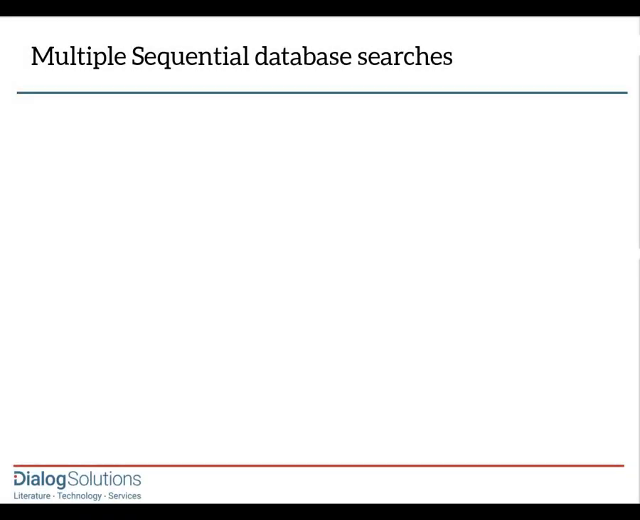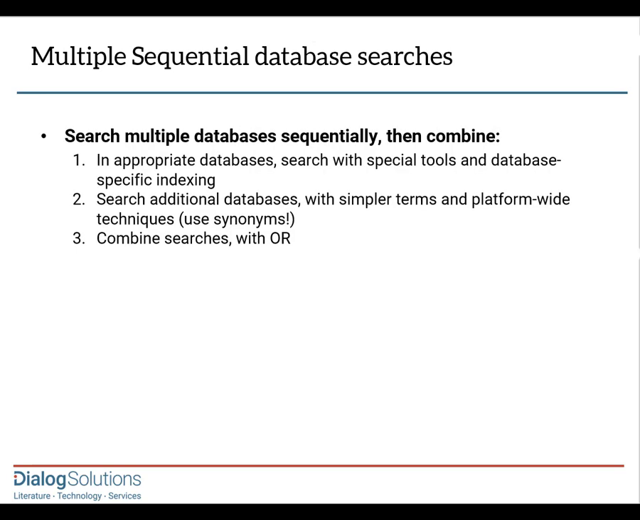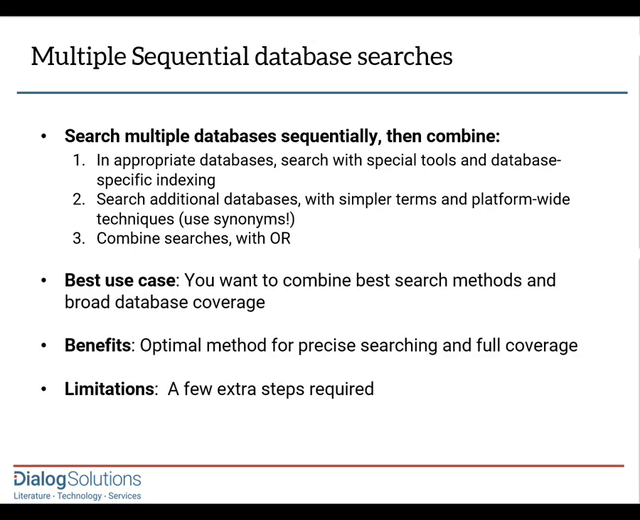Now, what if I want a more comprehensive search across more databases, but I still want use of the thesaurus or term mapping tools in Embase and Medline? For this, we can choose what we sometimes call sequential searching, where we do several searches in different databases, using the special tools in databases that support them, then searching in other databases using any of the methods that work across all of Dialog, and then combining our search results in the end. And it works like this.